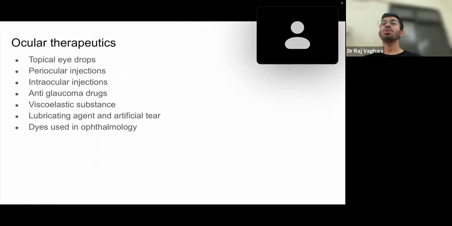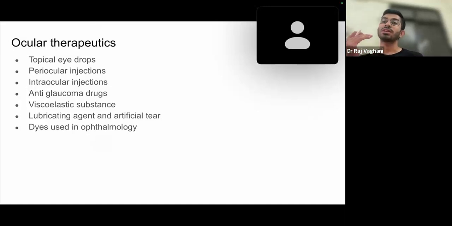In the next class we'll study ocular therapeutics. What do you mean by therapeutic? Therapeutic means therapy, the word has been derived from therapy. So we will discuss basically the pharmacology part, which means the drugs part. We'll discuss how to treat ocular disorders related to anything: eyelids, lacrimal gland, dacryocystitis, ocular injuries, be it related to anything.